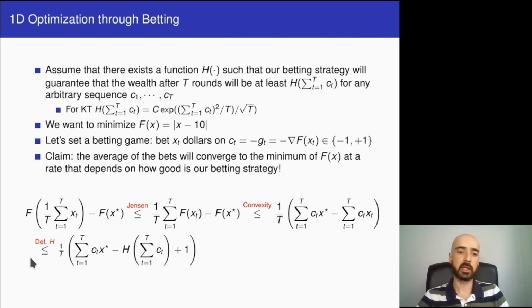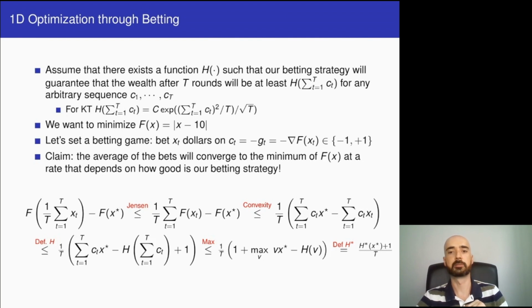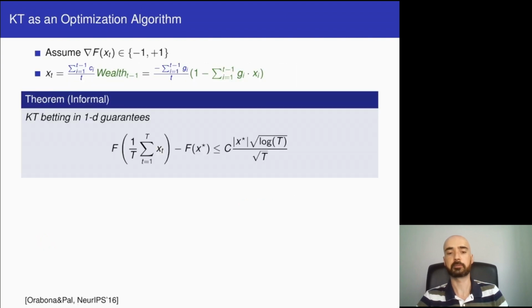Now you look at here, and there is some of the Ct here, some of the Ct here. We just remove them and we upper bound with a maximum over v. Now, if you look at this quantity here, this is nothing else by definition of the Fenchel conjugate of the function h in x star. So that's it, we proved it. The average of the bets will converge. Not only that, the faster is the growth rate of the function h, the smaller will be the growth rate of the function h star.